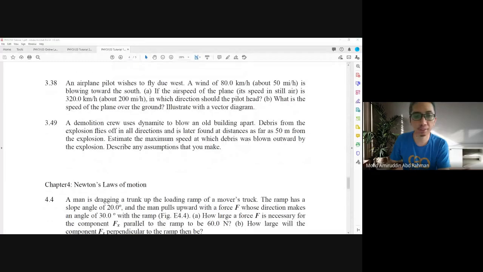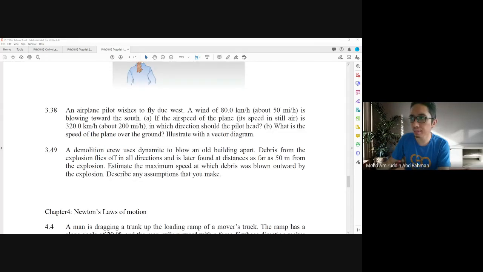And for B, what is the speed of the plane above the ground? The speed is 310 kilometers per hour. You also need to illustrate the vector diagram. For the vector diagram, you should have your VAG, VPA, and VPG, similar to the one that we discussed in problem 3.32.